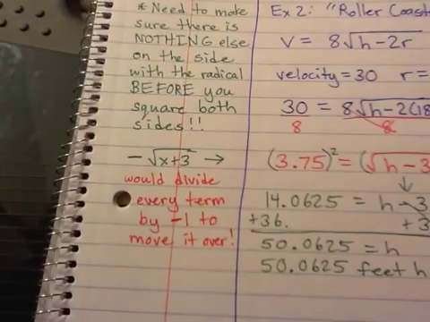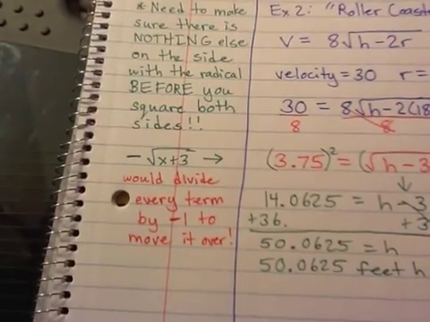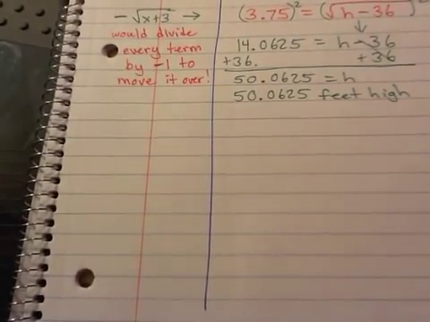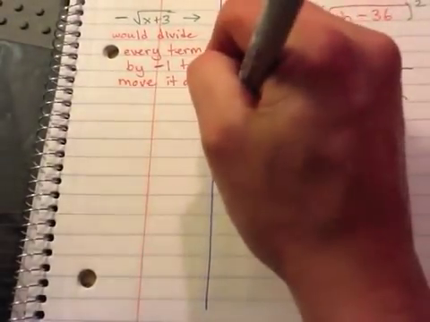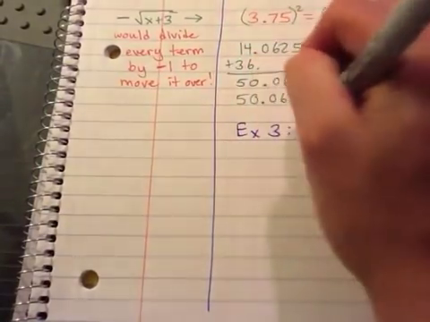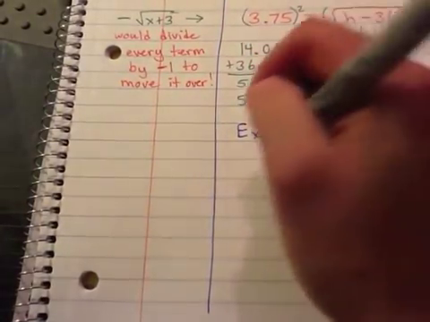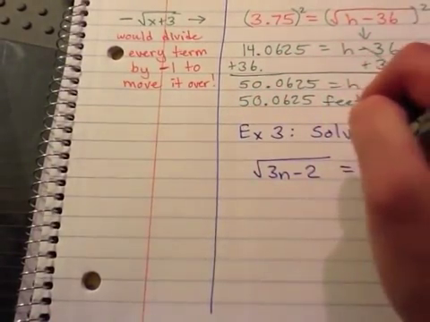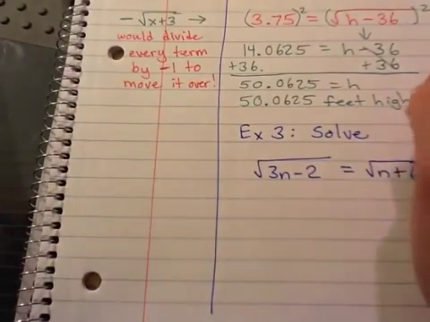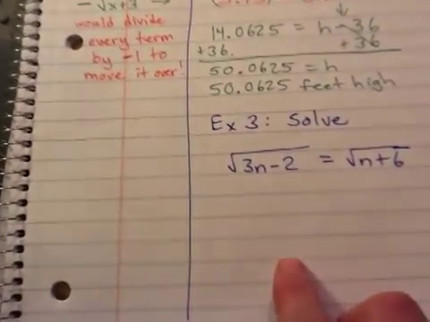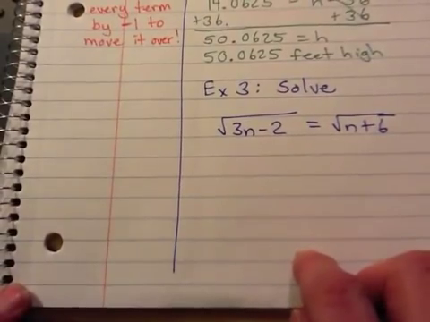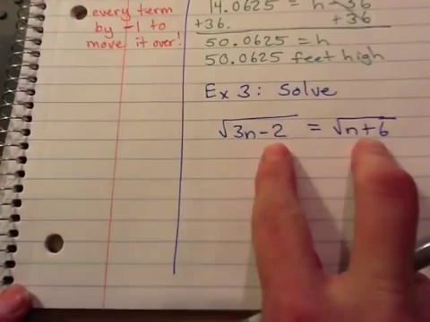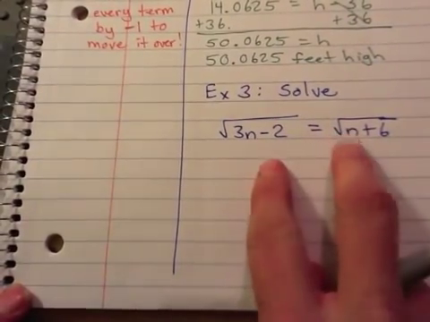Okay. Example 3, same rules are going to apply again, it just looks a little different. I have the square root of 3n subtracting 2 equals the square root of n plus 6. So what do you notice that's different about this example? You should have noticed you have square roots only. No terms that aren't a square root.